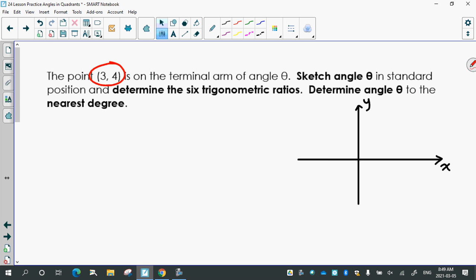Okay, so we're just going to take your ruler and draw a terminal arm somewhere in this quadrant. And the terminal arm is just like a ray. It starts at the origin and has an arrow on the end of it.